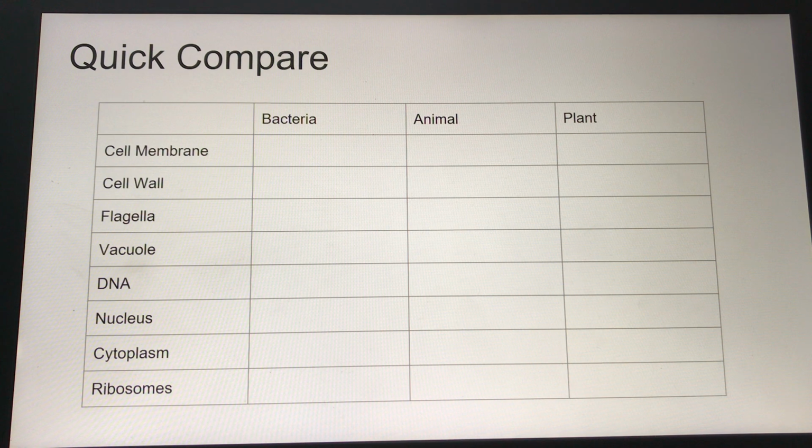Okay, so at this point, I think what would be helpful for you to do is to go and review what we've discussed so far. Maybe pause the video here and use this table. Check off whether bacteria, animal and plant cells have these structures. I think this is a good way to compare and to remember what bacteria, animal, and plant cells have in common and what their differences are. And when you're done with that, you can watch the rest of the video.